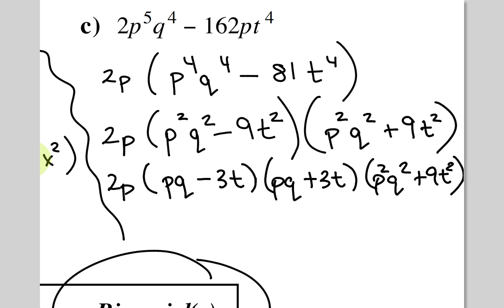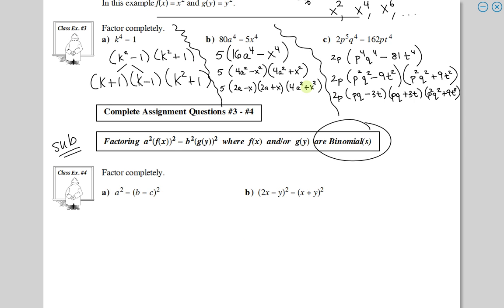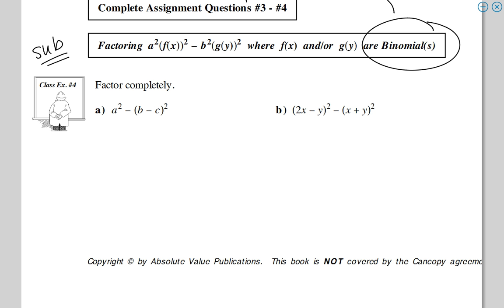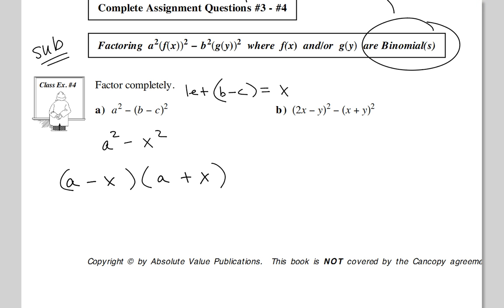Beautiful. Yeah, because if you want to take calculus, you have to know how to factor. This is a pre-calculus course, and you have to know how to factor. So when there's binomials involved, I'll probably just do a substitution. For this first one, I would let that b minus c binomial be x. So you have a squared minus x squared. That's superbly easy to factor. You get a minus x and a plus x. And then a is what it is, so we just need to subtract the substitution.